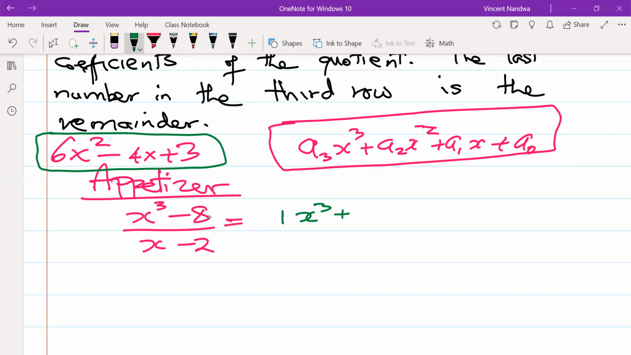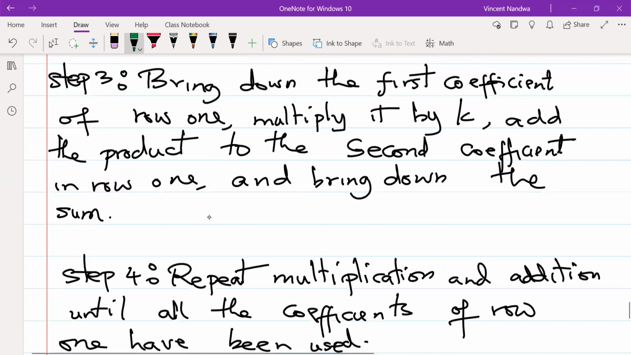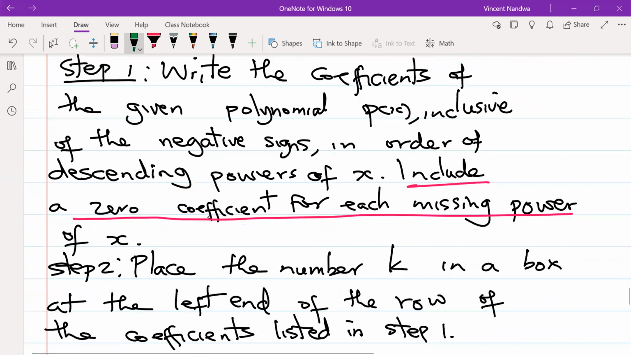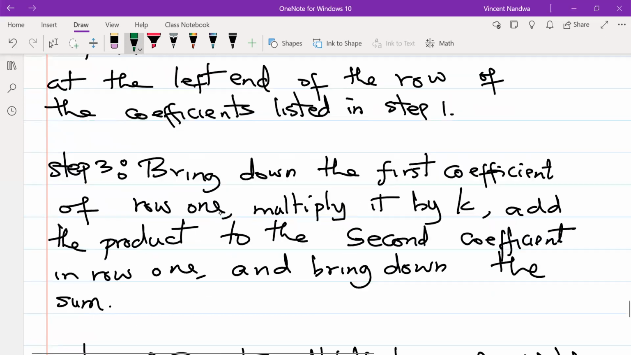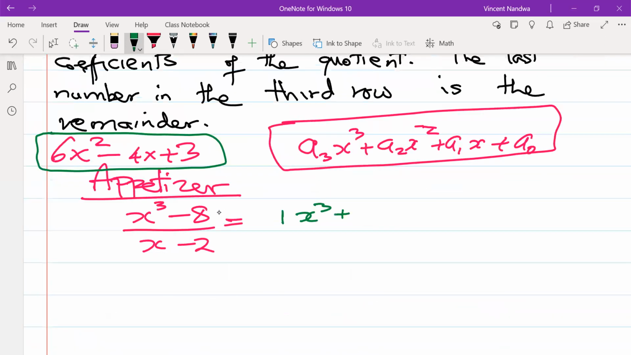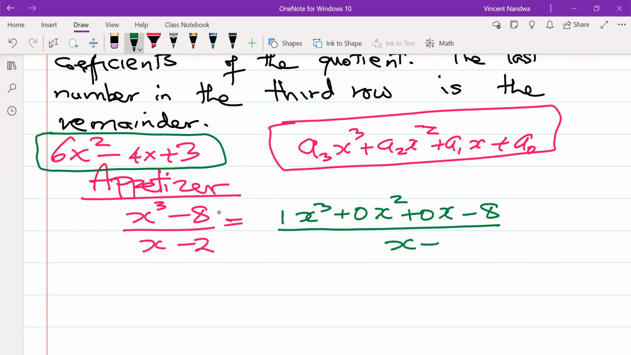So remember, we were told that if there is no term in the descending powers of x, we use the coefficient 0. We replace 0 in that position. So in our case, we have 0x power 2. We have 0x, and then there's minus 8. This is what we have. Okay?